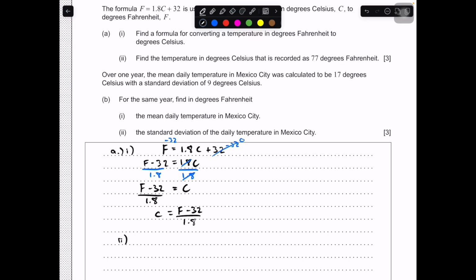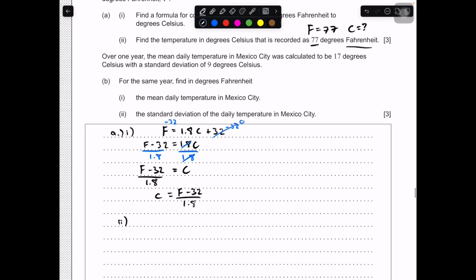Find the temperature in degrees Celsius that is recorded at 77 degrees Fahrenheit. So when F equals 77, C is equal to what? Okay, so here's our formula. Let's move this down just a little.